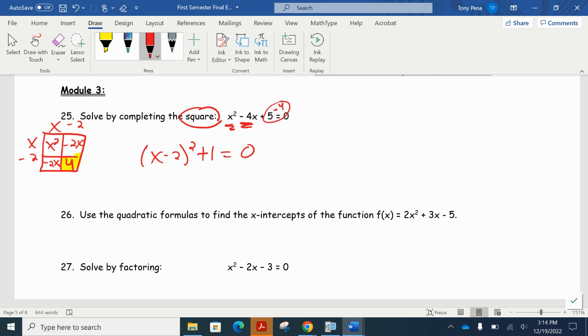What we would then do when we try to solve these is we would want to isolate this square term. So that would require us to subtract that 1 over. Cancels. And we would now get x minus 2 squared equals a -1. Pen's really being weird right now. Let me try this over here.